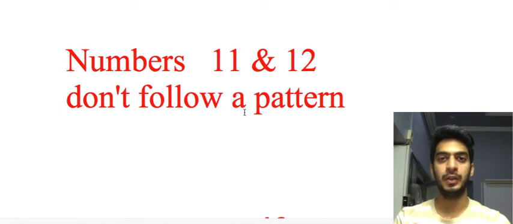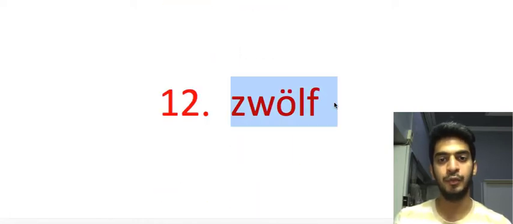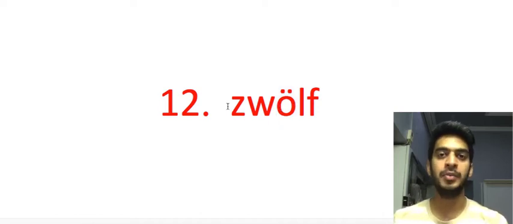Rule number 2. Numbers 11 and 12 don't follow a fixed pattern. It means we have to learn the numbers 11 and 12 by heart. So, 11 is elf, and 12 is zwölf. O is with umlaut. O with umlaut has the pronunciation of eo. So, we pronounce it like this, zwölf, number 12.